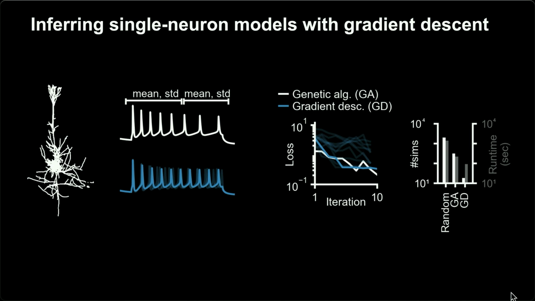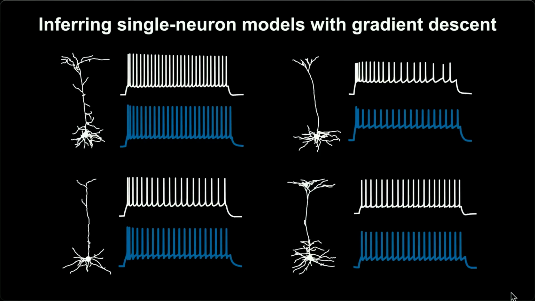This is classically a task that's done with genetic algorithms. In this case, when we do this with gradient descent, we find in our comparison that gradient descent does this much more efficiently than genetic algorithms. These are just 4 different examples of real cell traces and the underlying reconstructions from the model.